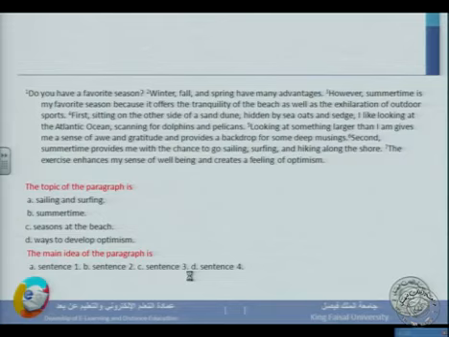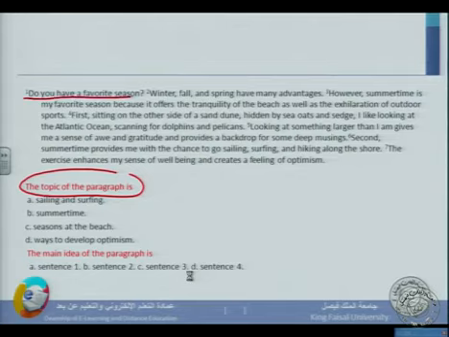For example, this is one example of skimming for the topic and for the main idea. First of all, where can we find the topic of the paragraph? You just read the first sentence. Do you have a favorite season? So it's talking about what? Seasons. It's talking about seasons, like winter, fall, spring and their advantages.